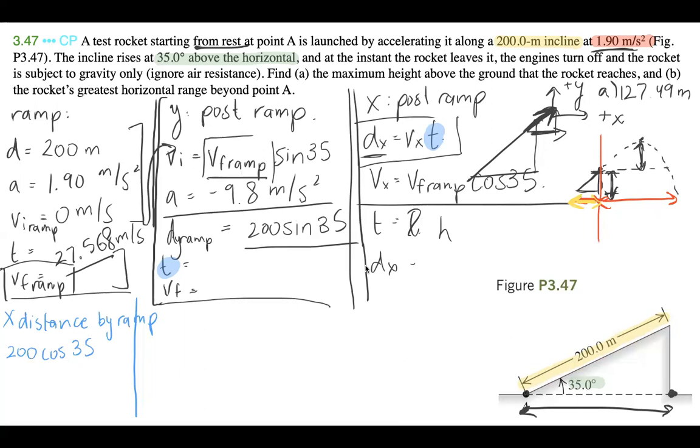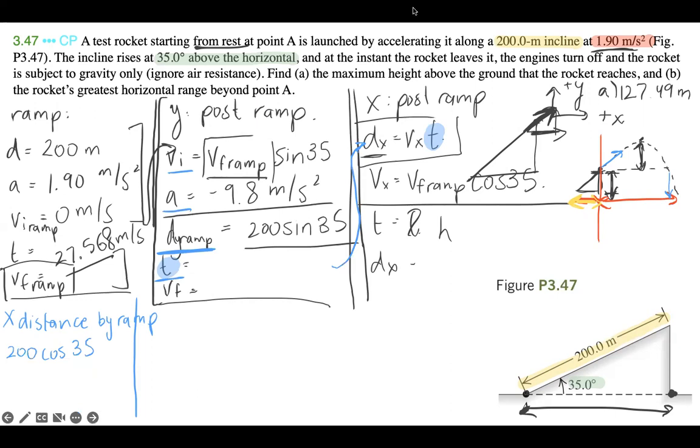Now, this other component right over here is what we're going to solve for. We have our vi, we have our acceleration. We also have our y distance that it's going to travel, right? Because it's going to go down this distance right over here. And what we want to find is t, because once we have t, we can plug that into this equation right over here, and then we'll have the x distance that we traveled.